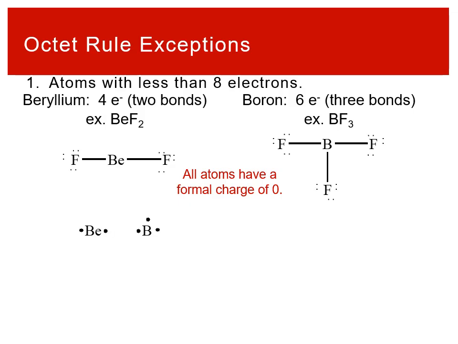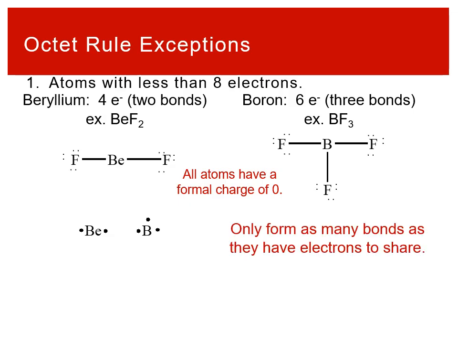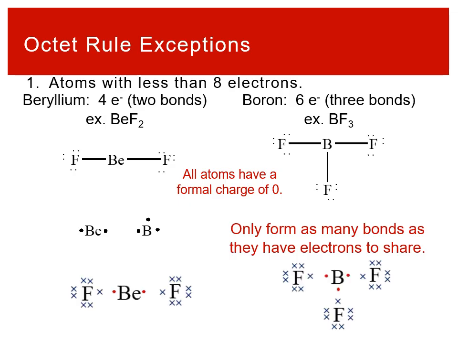We can also understand the mechanism if we look at the Lewis dot structures of beryllium and boron. We can understand the formation of bonds as pairing up those unpaired electrons. Beryllium only has 2 valence electrons and boron only has 3. When you form a covalent bond, when you're sharing electrons, the atom has to donate 1 electron into that pair. So beryllium only has 2 electrons to share. It can only form 2 bonds. Boron only has 3 to share. It can only form 3 bonds.